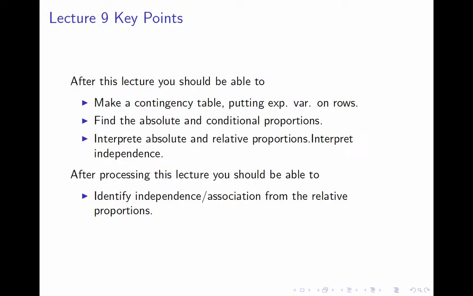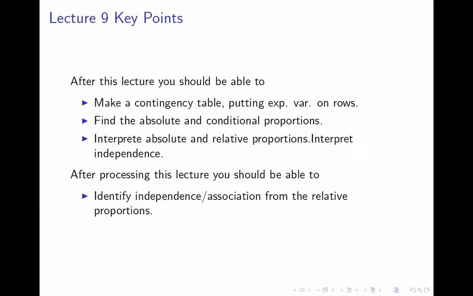All right, here's what you should have learned from this lecture. So right now, you should be able to make a contingency table, putting the explanatory variable in the rows and the response variable in the columns. If you had your pile of surveys, you should be able to find absolute and conditional proportions. Absolute proportions, you divide the number in a cell or in a row or column total by the grand total. Conditional proportions, you divide the number in a cell by the row total, assuming you've put explanatory values on the rows.